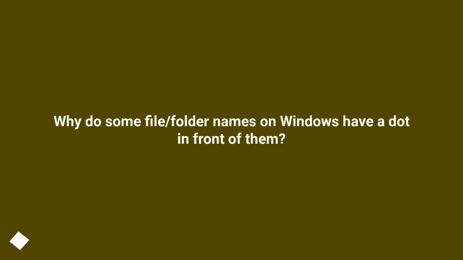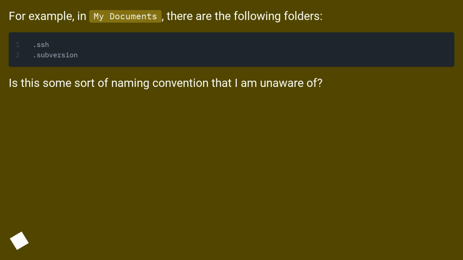Why do some file/folder names on Windows have a dot in front of them? For example, in My Documents, there are the following folders. Is this some sort of naming convention that I am unaware of?